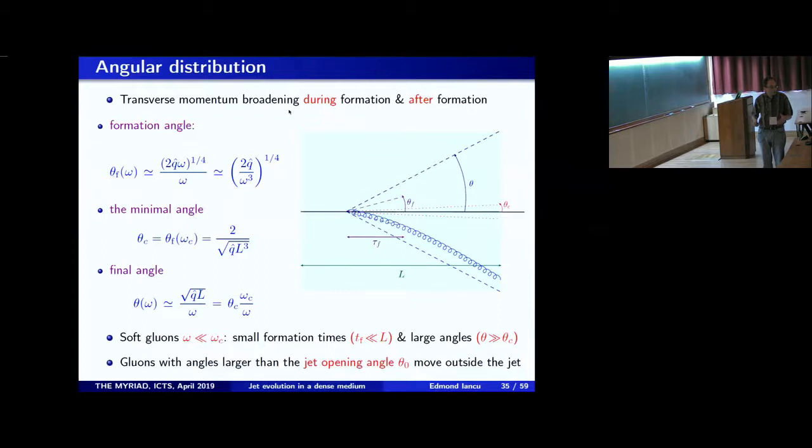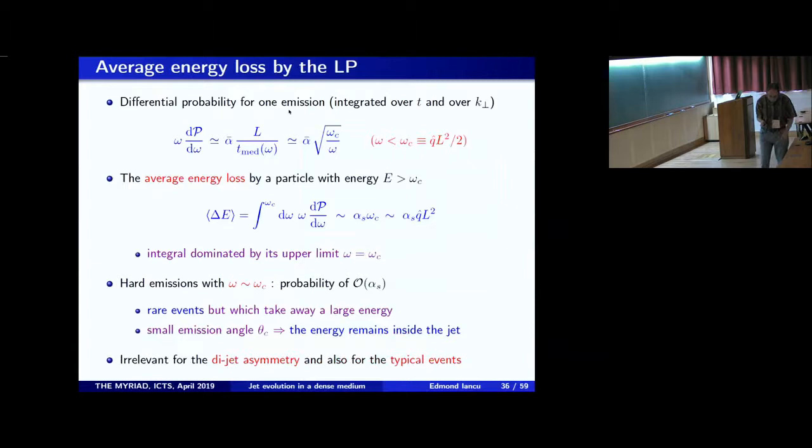So you already see how this radiation can lead to energy loss by the jet. It produces naturally soft particles at large angles, and those for which the angles are larger than the jet opening will just be lost by the jet. Okay, so now we know the spectrum, we have an idea about the distribution. Let's try to compute some properties like energy loss.